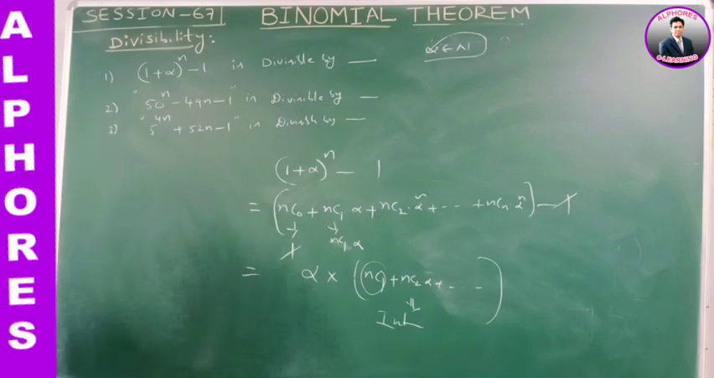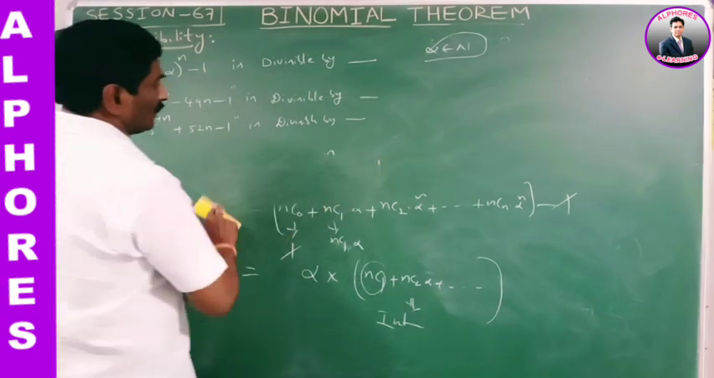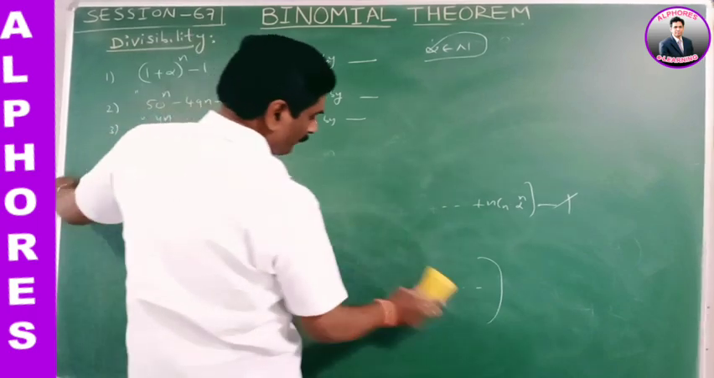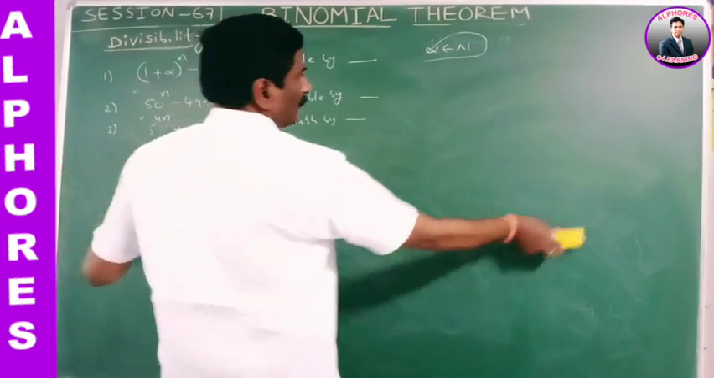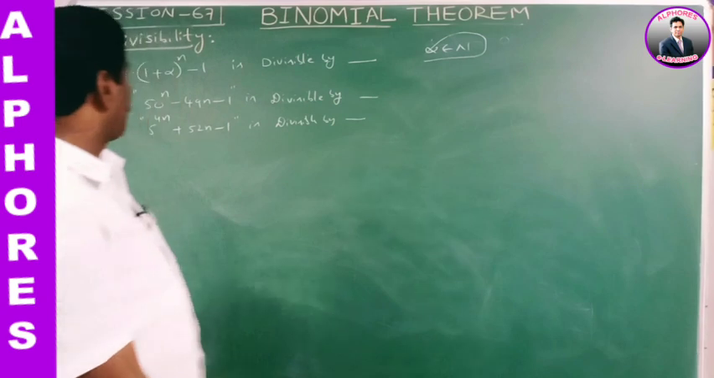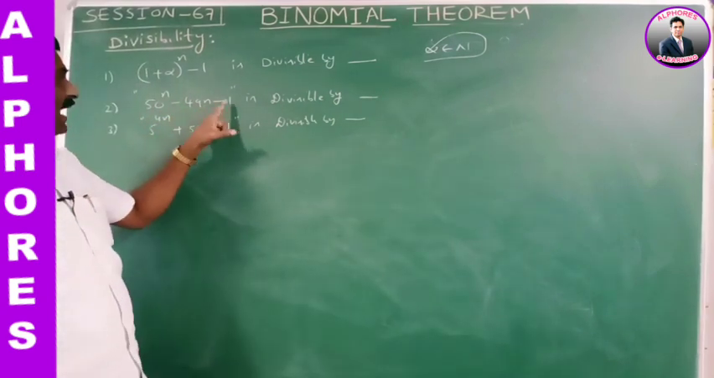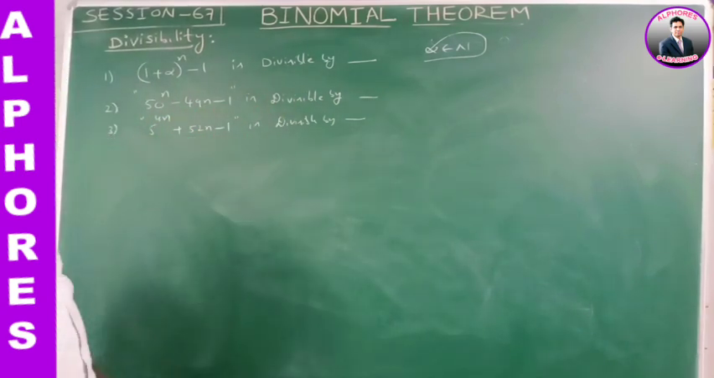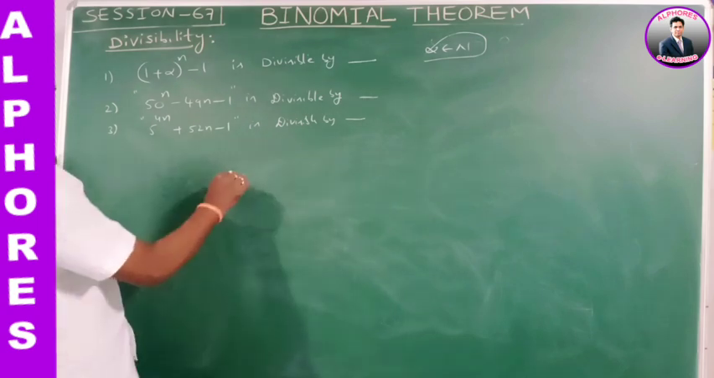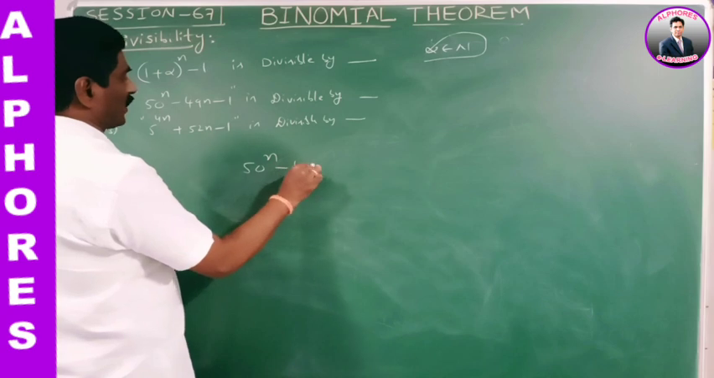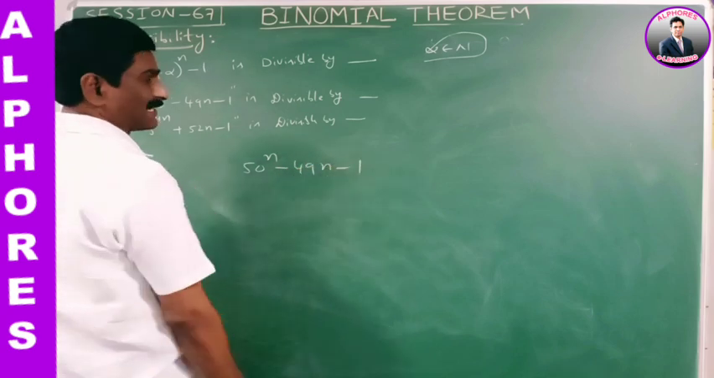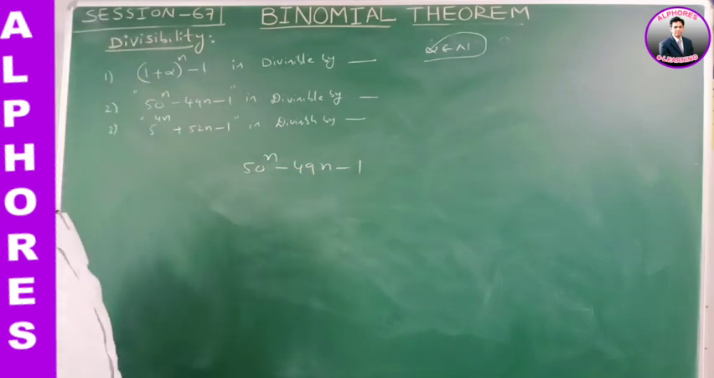Next, the second one. 50^n - 49n - 1 is divisible by what? 50^n - 49n - 1 is the given expression.